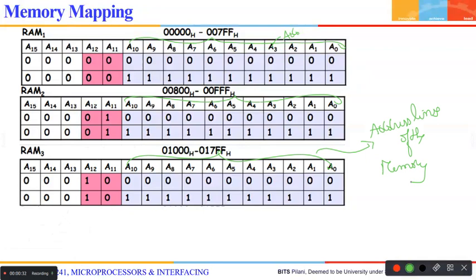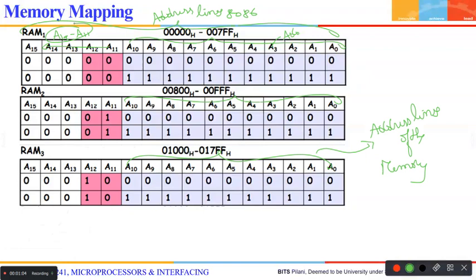And I told you the remaining address lines of 8086. See, all these are address lines of 8086. So the remaining address lines, from A19 to A11, have to go as an input to the decoder logic.